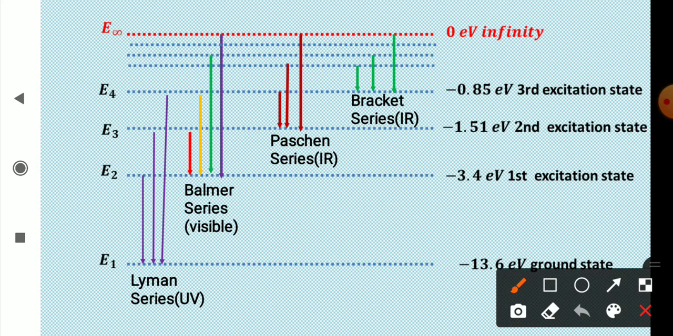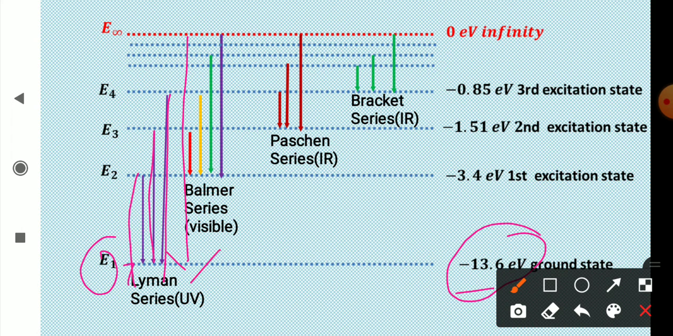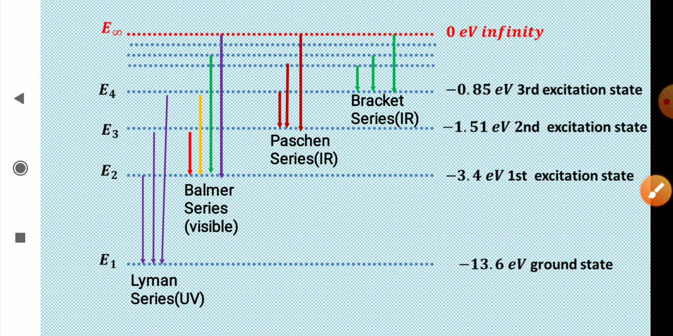So this is your E1, and you know the energy of ground state is minus 13.6 electron volt. So if electron jumps from E2 to E1, E3 to E1, E4 to E1 up to E infinity to E1, then the range of radiations or waves which are emitted, that range is called Lyman series and it lies in ultraviolet region.